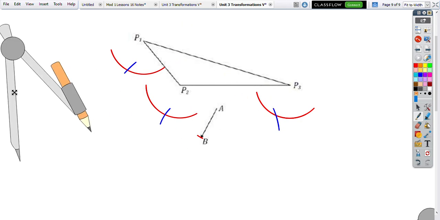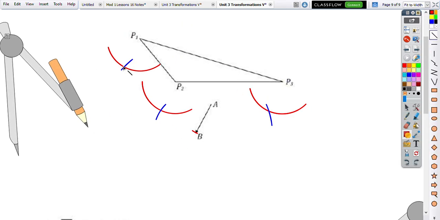Okay, once we have our 3 points, we can draw our shape in. There's our triangle that we just translated. It should look the same. So if it doesn't look the same, if it looks like it's too long this way or stretched out, that may mean you chose the wrong intersection point if there's 2 points. So just keep that in mind, okay?